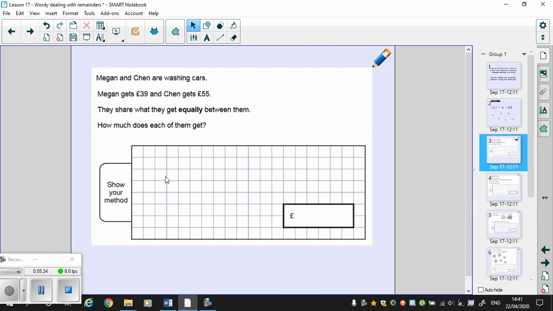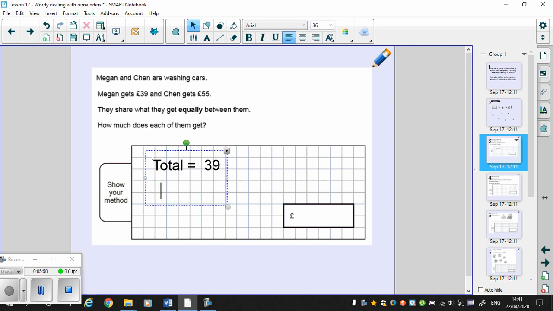Welcome back. So, the first step is I am working out the total. So I'm going to put in the word total, and I might not be able to write on the lines very easily. And the total equals, now to work out how much they earned altogether, I have to add together Megan's amount and Chen's amount.